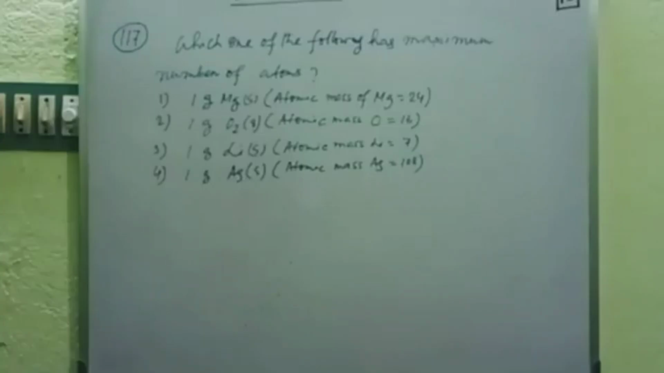Question number 117. Which one of the following has maximum number of atoms? 1. 1 gram magnesium solid. Atomic mass of magnesium Mg equals to 24. Option 2. 1 gram oxygen gas. Atomic mass O equals to 16. Option 3. 1 gram lithium solid. Atomic mass Li equals to 7. Option 4. 1 gram silver solid. Atomic mass Ag equals to 108.